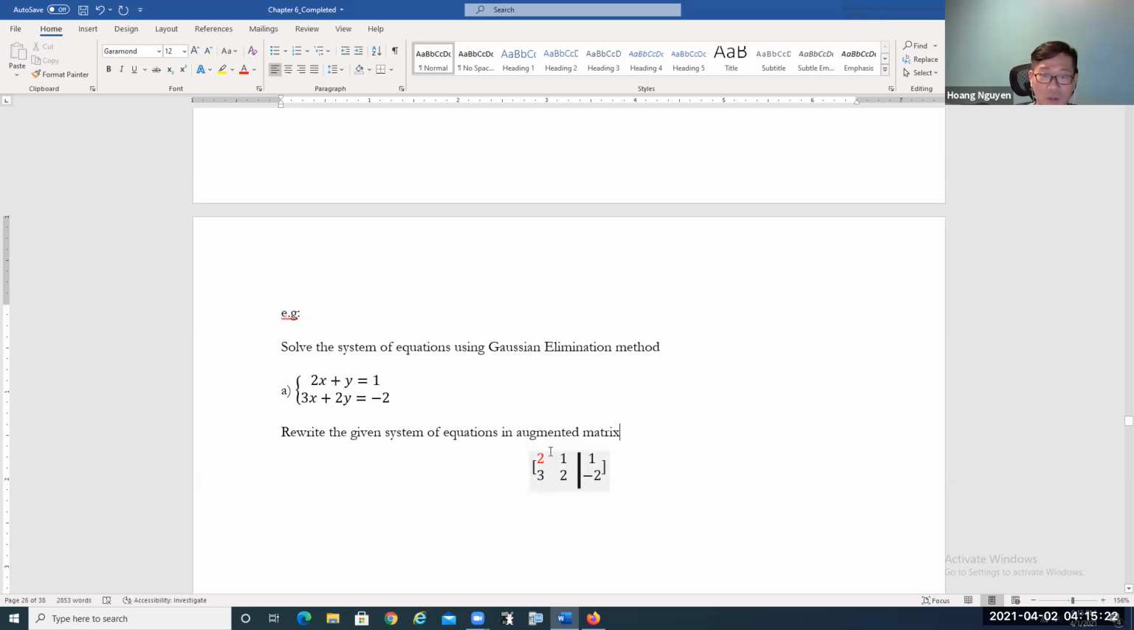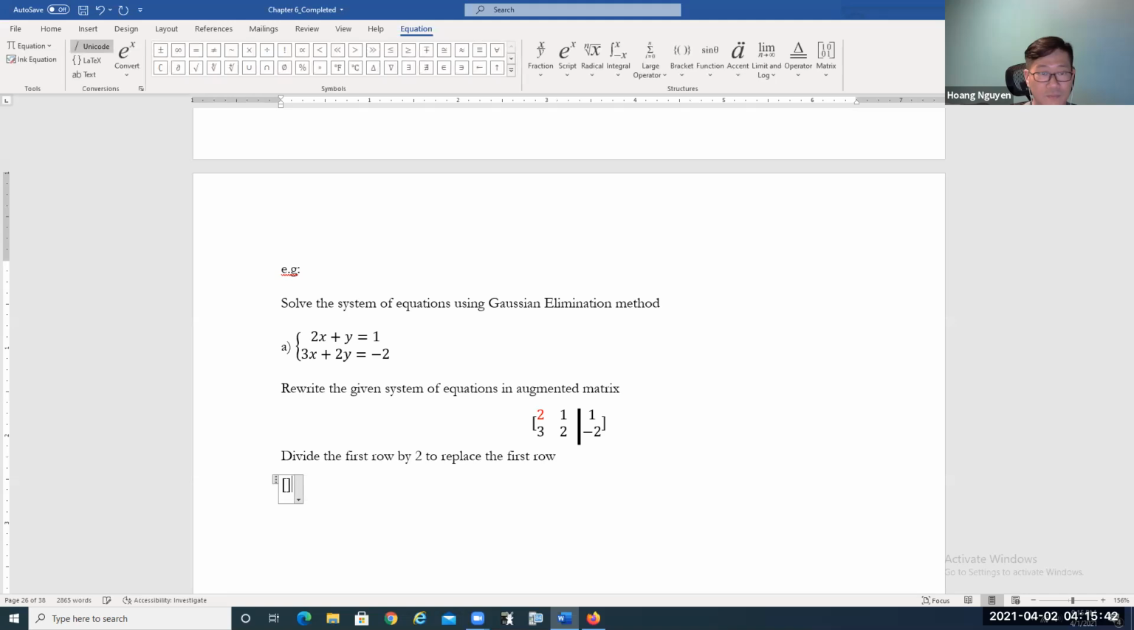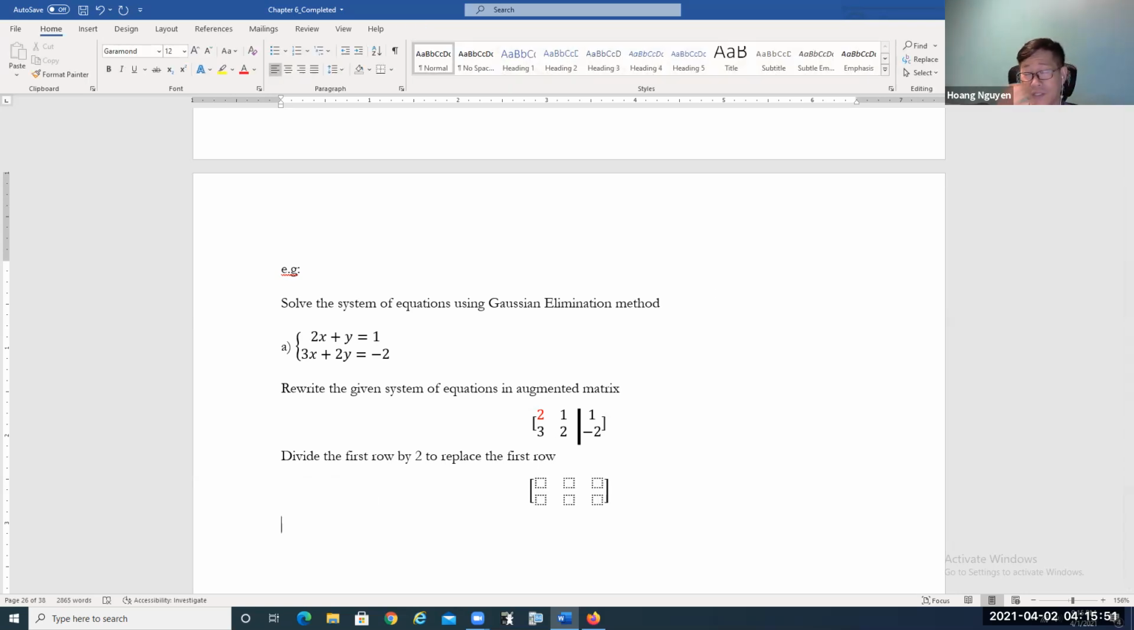So I want to make this coefficient equal 1. So what are we going to do? I'm going to divide, or multiply by 1/2, the first row by 2 to replace the first row. And I recommend that you be really careful with the operations that we do here. You might use a calculator to get the answer more accurate.